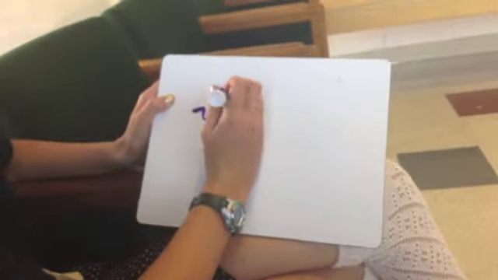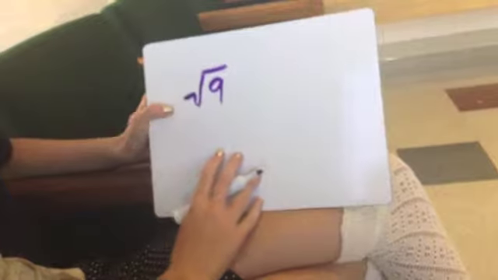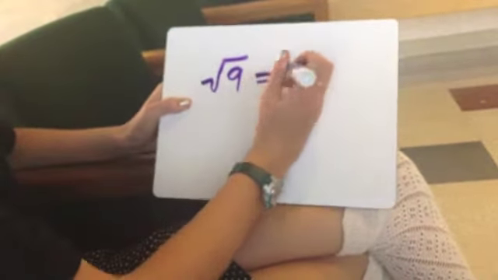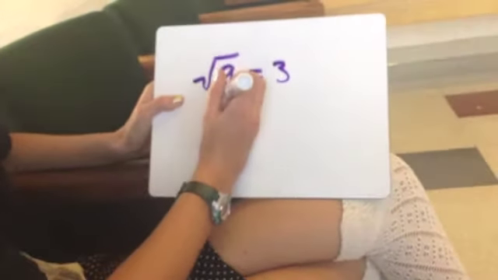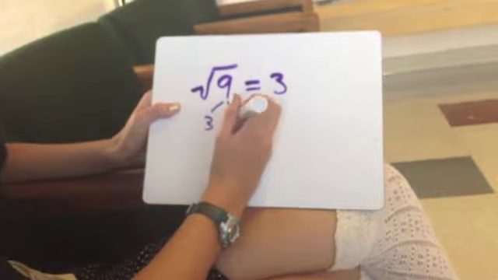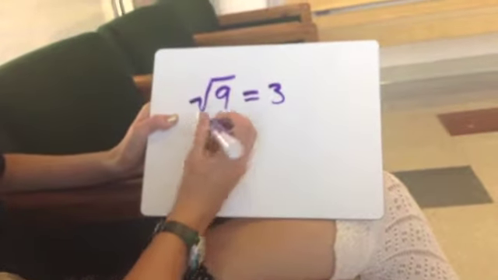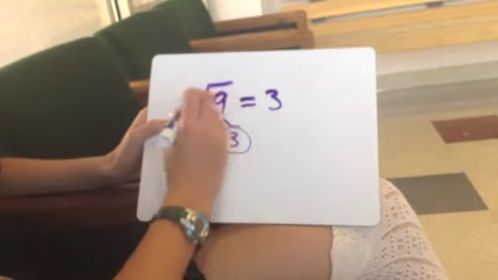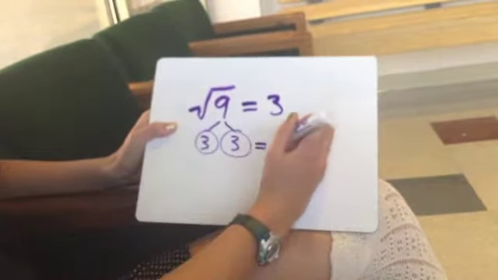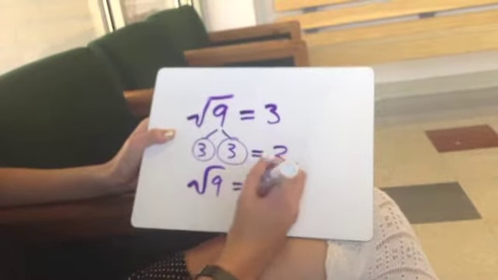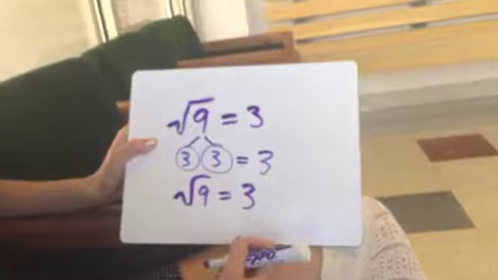Our first problem is to find the answer of what is the square root of 9. The square root of 9 is 3, because if you split up the 9, you find 3 and 3, because 3 times 3 equals 9. And two numbers that are the same cancel out the square root. So therefore, the square root of 9 equals 3.